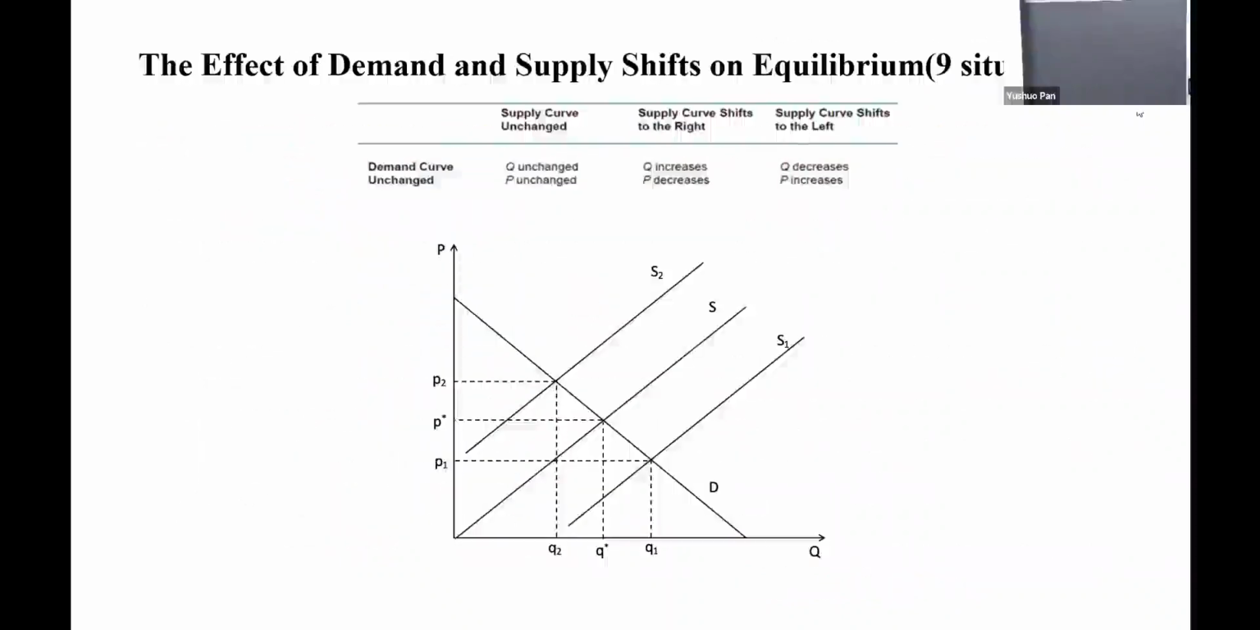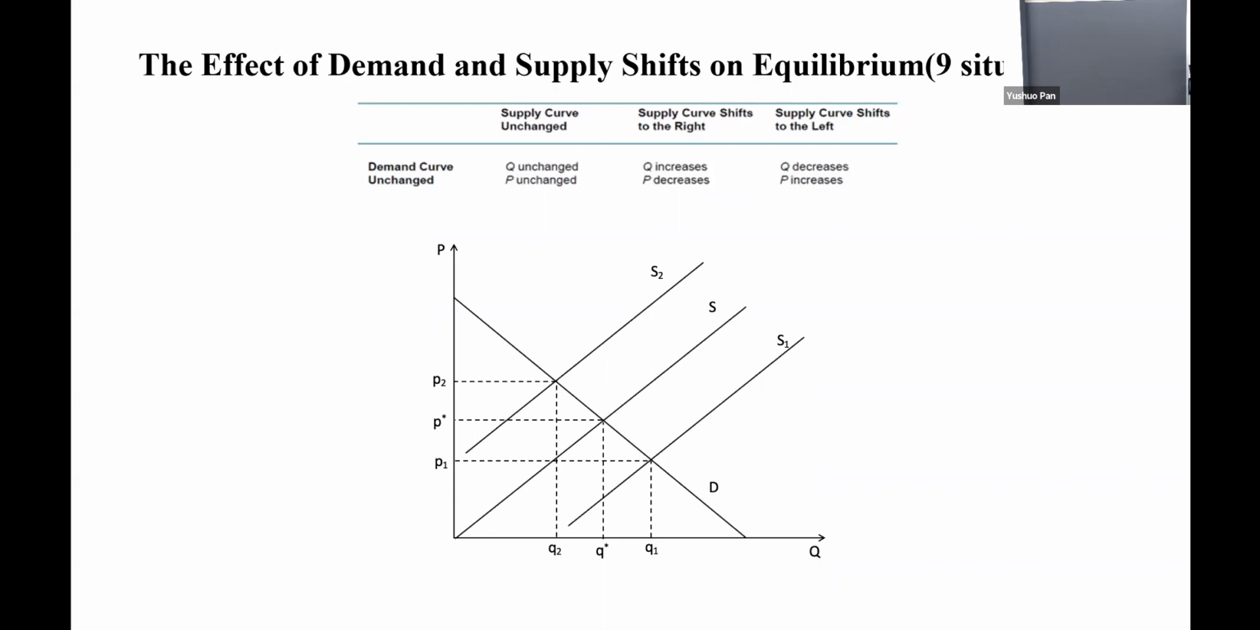Okay. The effect on demand and supply shifts on equilibrium. There are 9 situations. The first one, if one curve doesn't change, that's the easiest scenario. If the supply curve is unchanged, which is just D and S, the equilibrium price will not change. P star, Q star, that's the equilibrium price, and the equilibrium quantity will not change.